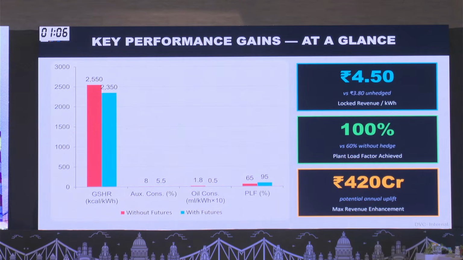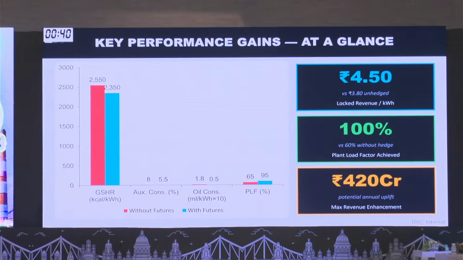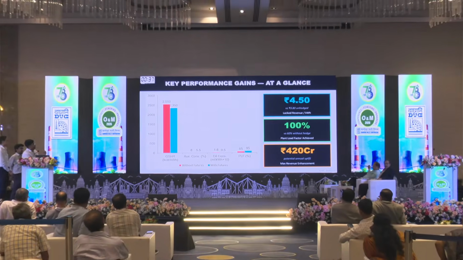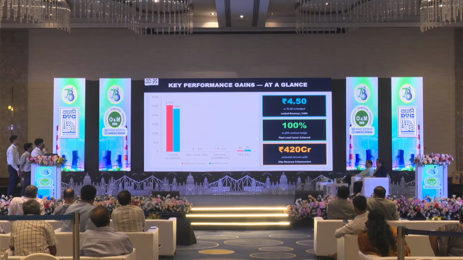In our simulation model, we have simulated almost the last one year of data, and we get a very fantastic result. If we are able to hedge, then our gross station heat rate reduces, our auxiliary power consumption reduces, and oil consumption also reduces. PLF, which is now 65 to 70%, will go up to 95%. And the change in these parameters ultimately puts a ₹420 crore revenue upliftment from this hedging.